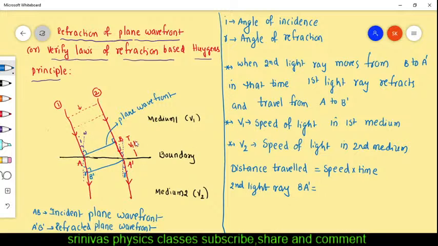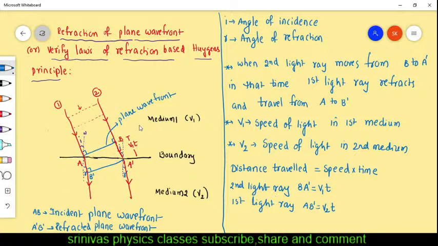What is the speed in the first medium? That is V1. The second light ray is traveling in the first medium, so the distance is V1 into t. And the first light ray, how much distance does it travel in that time? The first light ray travels from A to B dash. That is V2 into t. Distance is equal to speed into time.